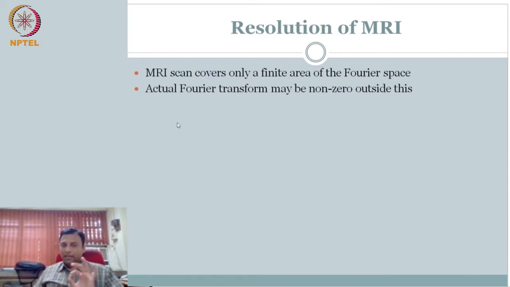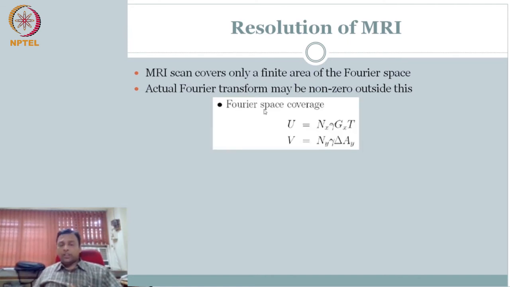What is becoming clear now is that the MRI scan is only covering the frequency space, and that too only a finite part of it. If you are recording the signal over a period of TS, we already saw the highest frequency is gamma Gx TS. So we are covering the signal only over a finite Fourier space. The actual Fourier transform may be non-zero outside this, the signal might be present outside this, but we have done anti-aliasing. We have restricted to the highest frequency. So capital U is your coverage in the Fourier domain.